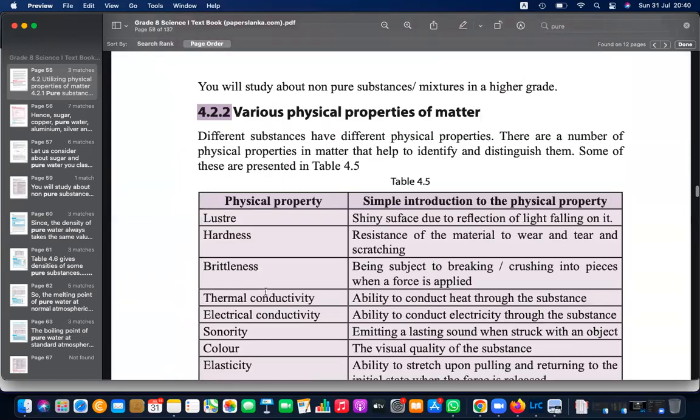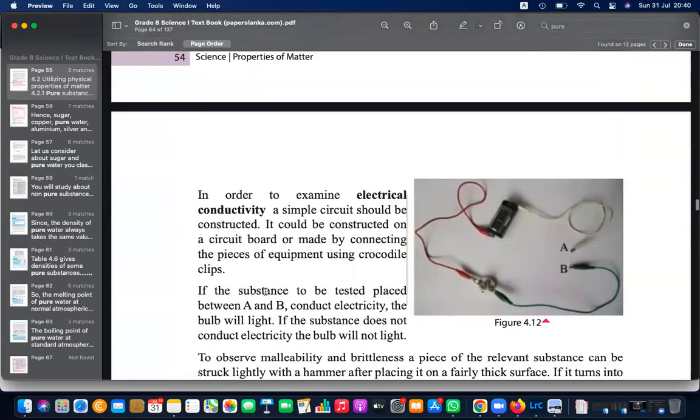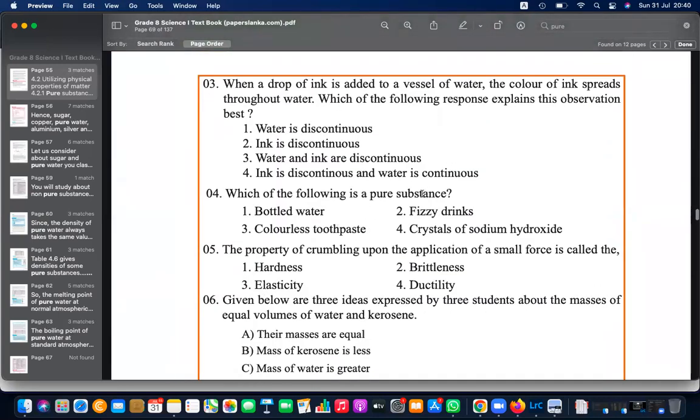Okay. Now please answer the question. I'm going back to the question. Which of the following is a pure substance? Bottled water. Bottled water is drinking water, right? It may have several minerals. It's not clear pure water. Bottled water can have different elements, even some gases dissolved in it, because it's not pure, right? Okay. Then what?